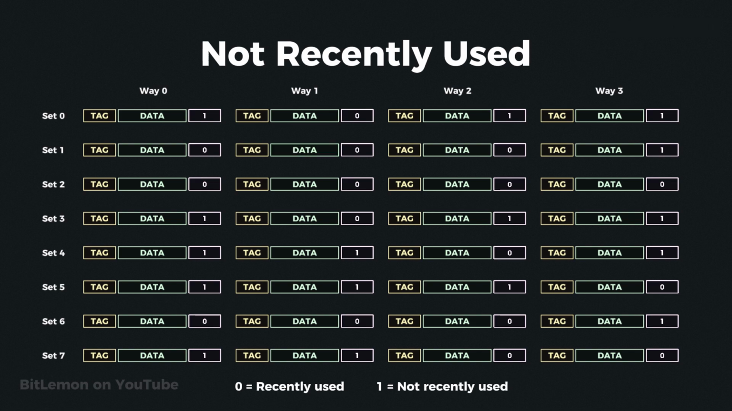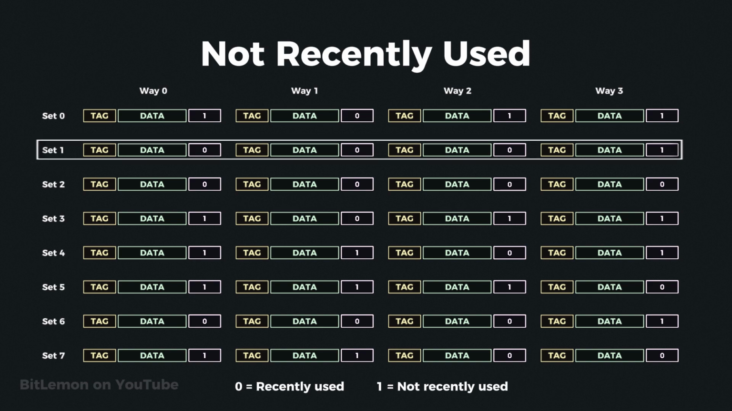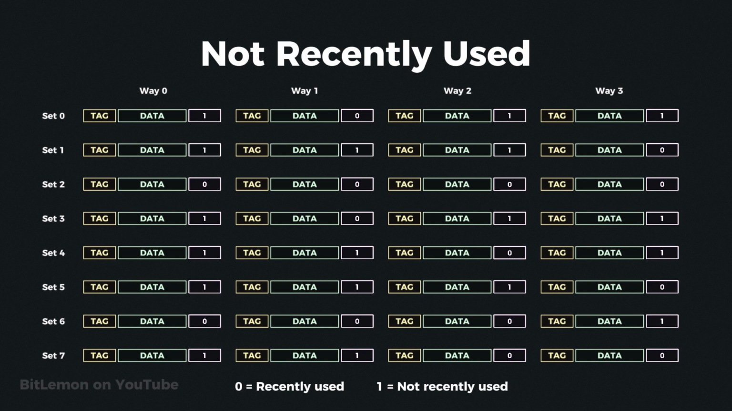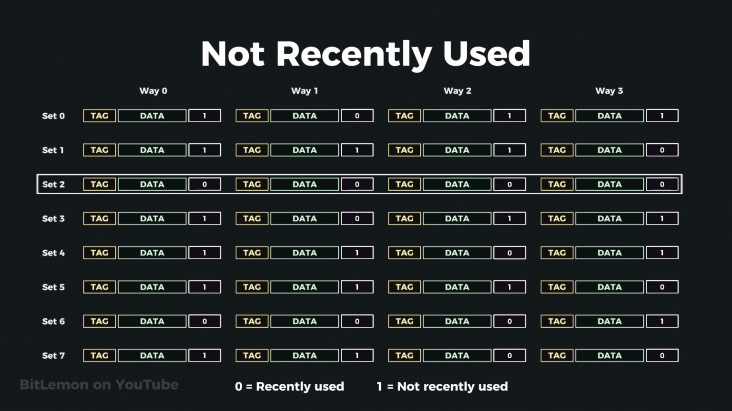Eventually, most NRU bits will be set to 0. If a cache miss occurs and there is only one cache line with an NRU value of 1, the data in that line is replaced, its NRU bit is set to 0, and all other NRU bits are flipped back to 1, indicating that all other lines are now considered not recently used. In a situation where all of the NRU bits are set to 0, they are all immediately flipped back to 1.